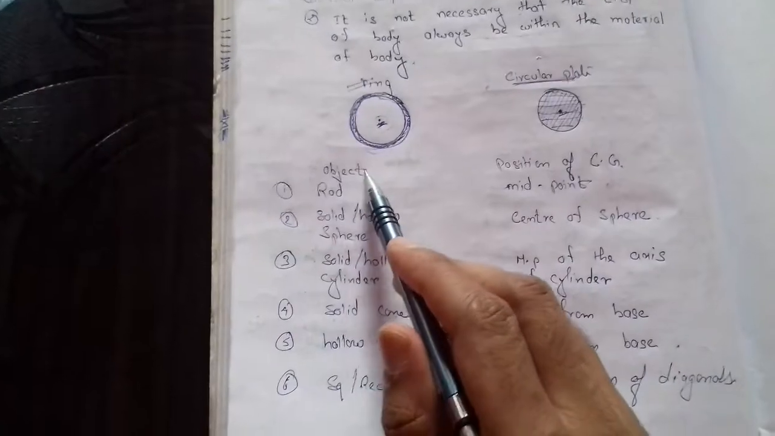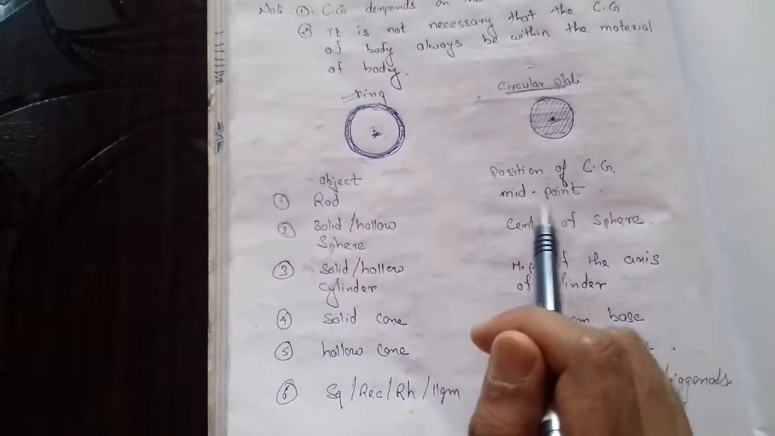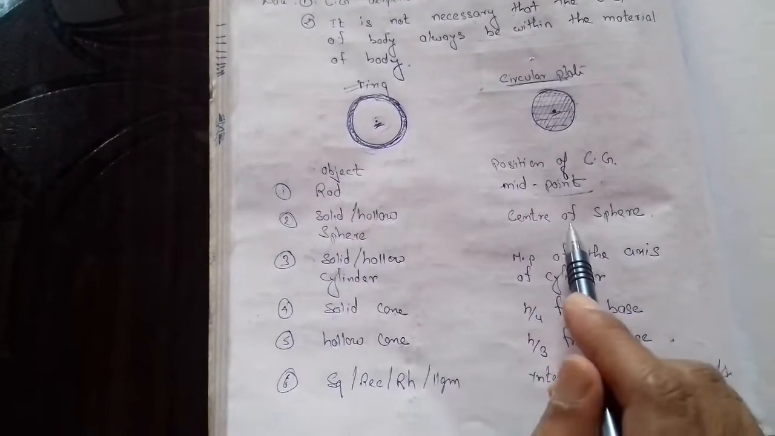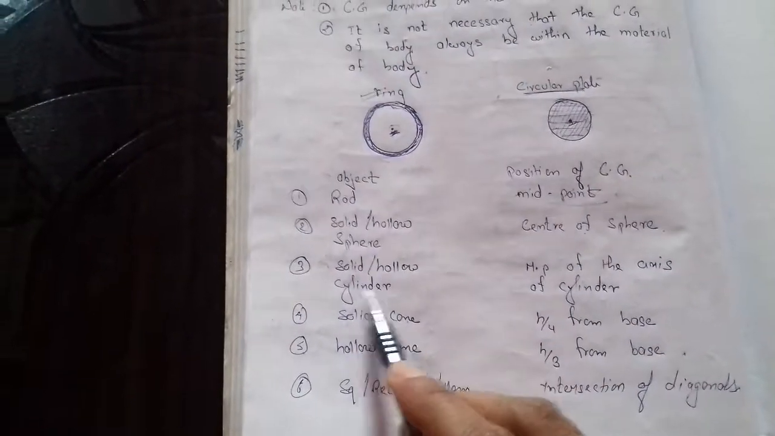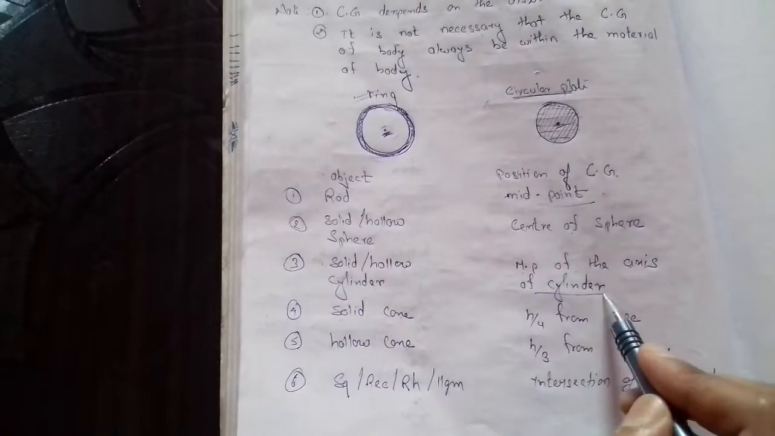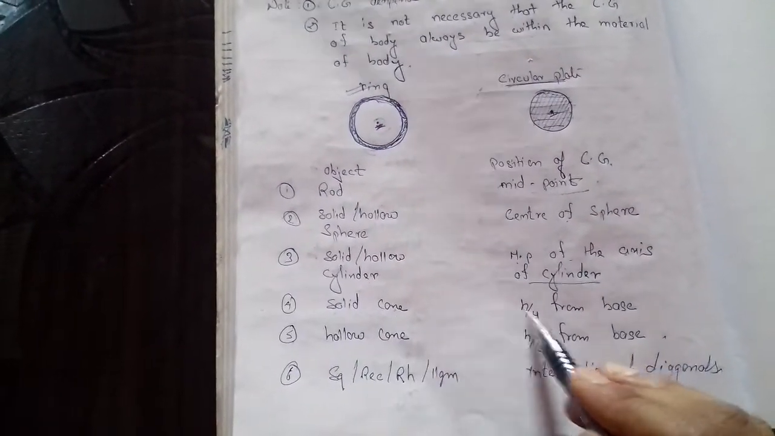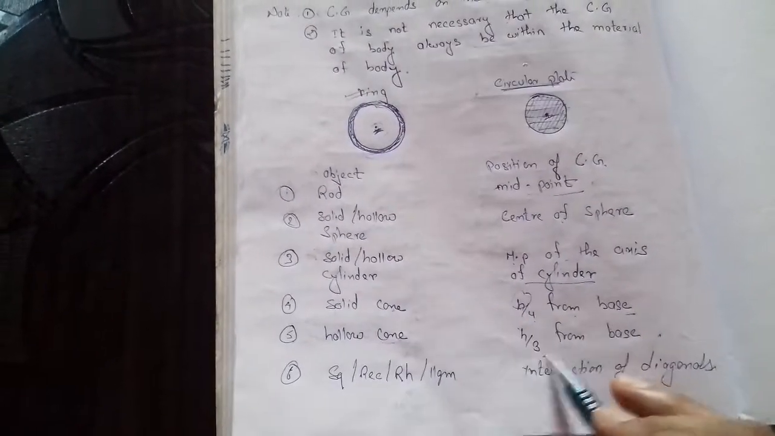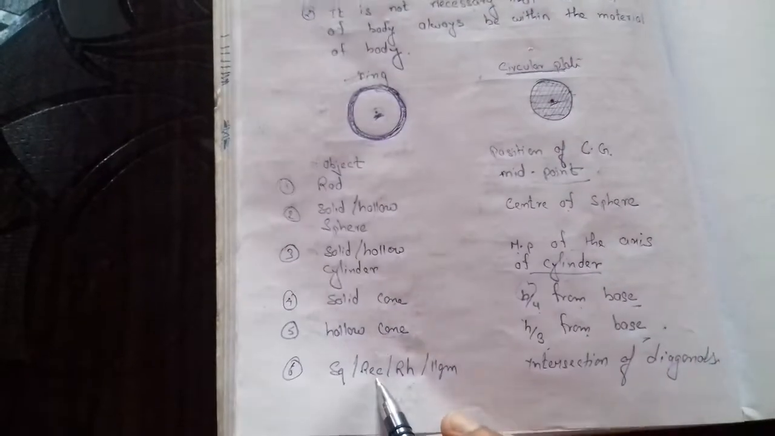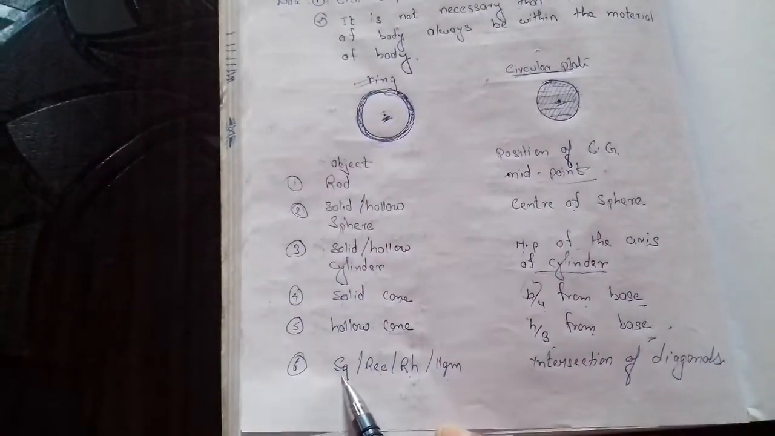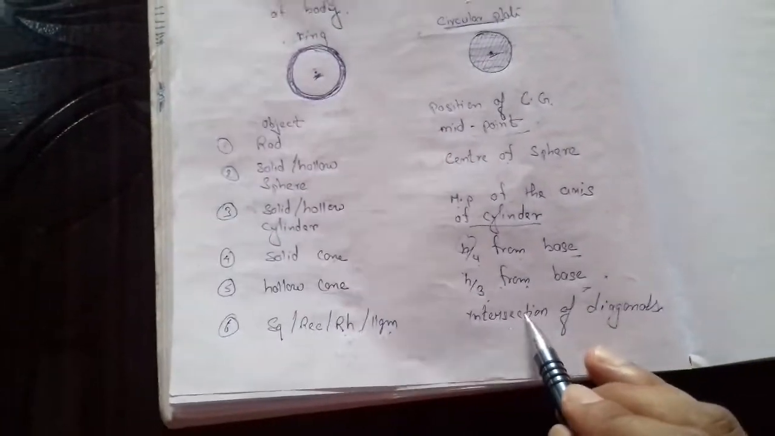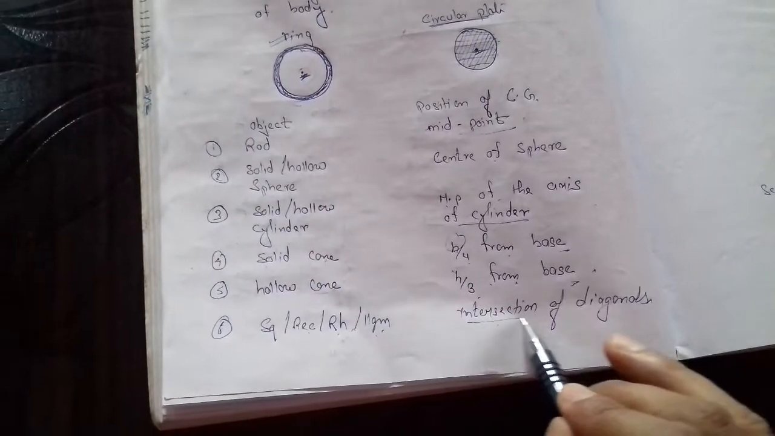Here I have written some objects and their center of gravity. Object, uniform rod, center of gravity at the midpoint. Solid or hollow sphere, at the center. Solid or hollow cylinder, midpoint of the axis of the cylinder. Solid cone, h by 4 from the base. H, you all know, is the height of the cone. Hollow cone, h by 3 from the base. Square, rectangle, rhombus, parallelogram: for all these regular figures, the center of gravity is present at the intersection of the diagonals.